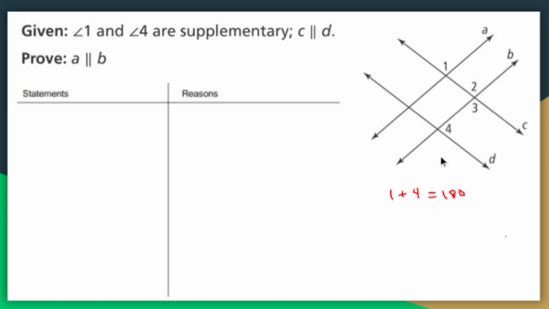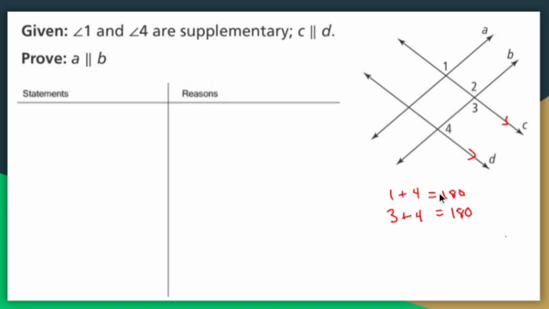From that, I can say that, since C and D are parallel, 3 plus 4 is also 180, right? Now, I see 4 in common, but that doesn't really do much for me.